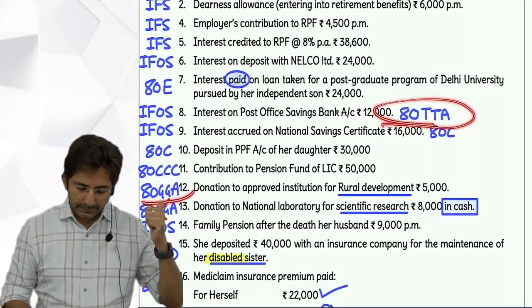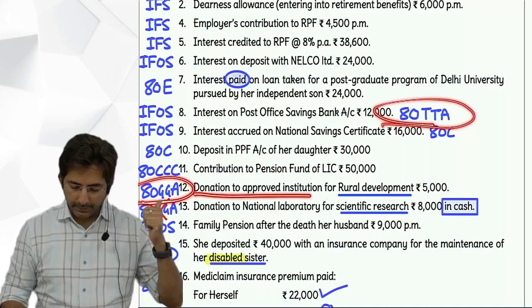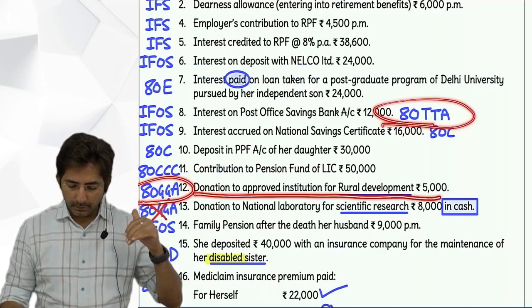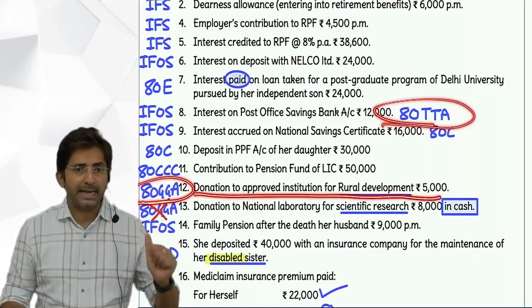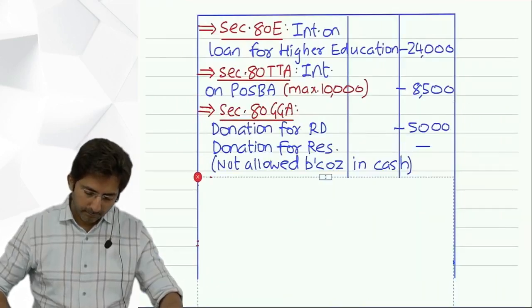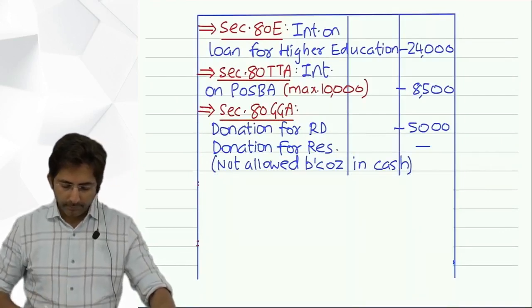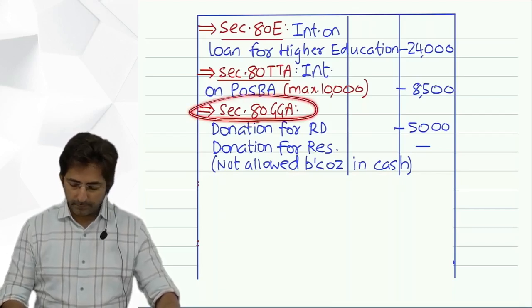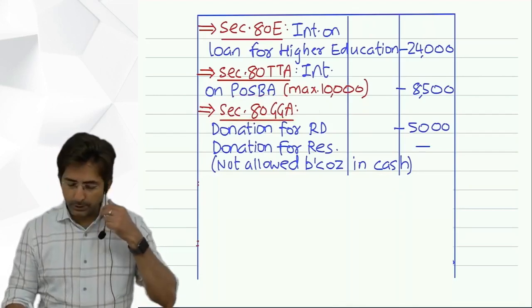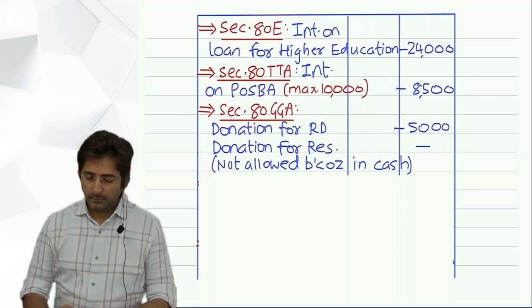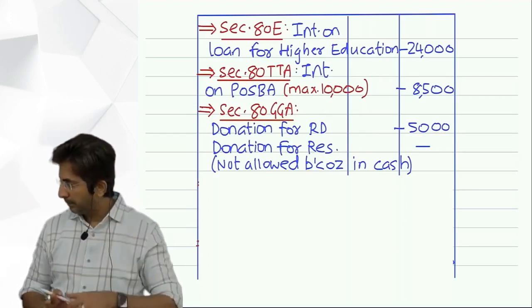Then directly we have this 80GGA. 80GGA. Okay, we will take only 5,000. That other donation for research is not allowed because it is in cash. So see the presentation. See how I have written. Section 80GGA. Then I have written both the donations. Donation for rural development.